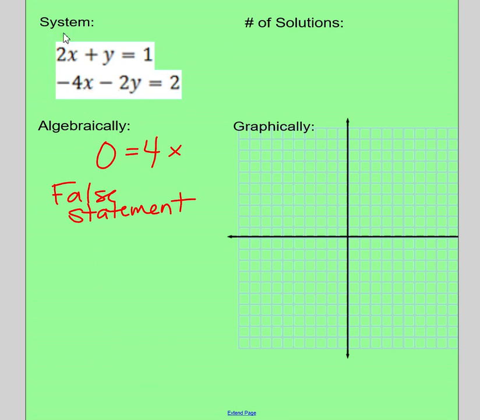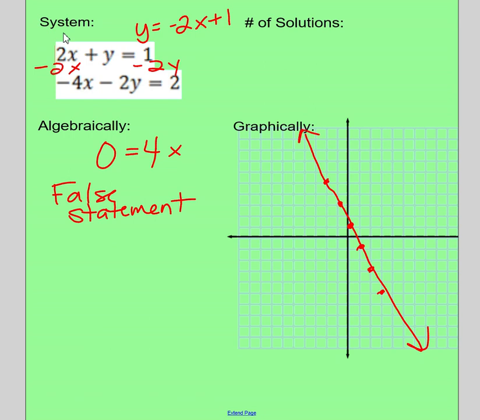If I were to graph this top equation, I subtract 2x from both sides, I have y is equal to -2x plus 1. So my y-intercept is 1, and my slope is -2. So I go down 2 and over 1, right? Up 2 over 1. So there's my first line, right?